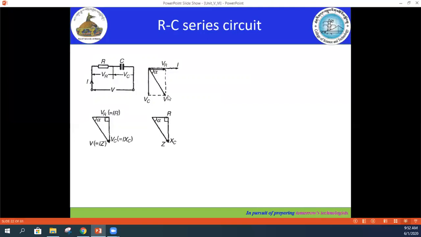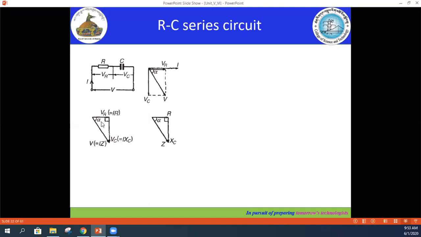Now from this triangle we can make the voltage triangle here. Again, VR is given by IR, VC is given by I times the capacitive reactance, and the resultant voltage V is given by current times the impedance. This is called the voltage triangle, and this one is called the impedance triangle. From the voltage triangle and the impedance triangle, we can determine the magnitude of the resultant voltage V using the Pythagoras theorem.